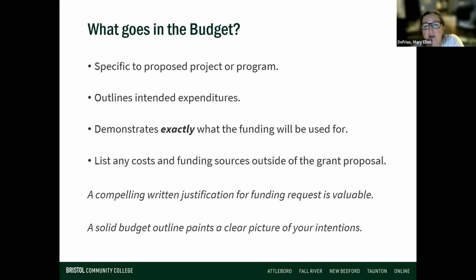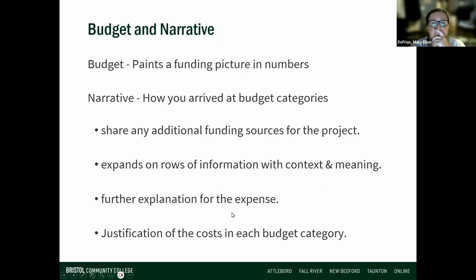You want to list any costs or funding sources outside of any grant proposal or loan that you have. Written justification for funding is valuable. That's your selling story. A solid budget paints a clear picture to the funder that you have thought through all of the costs, you understand what the costs are, and you have a plan. The budget paints the numbers picture, and your narrative tells how you arrived at it.